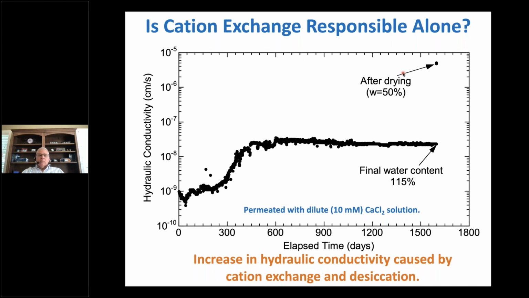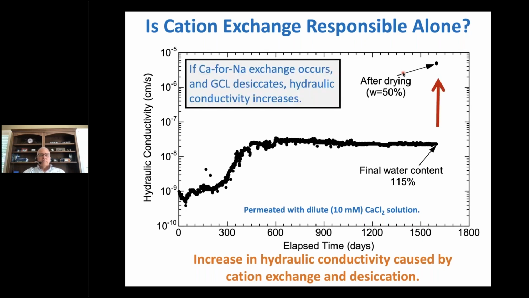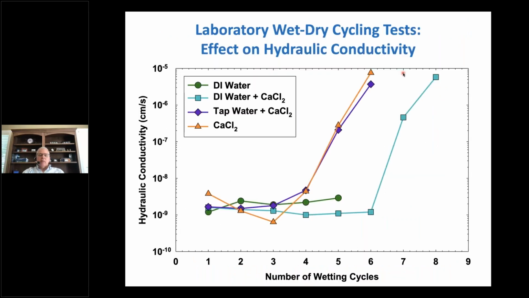Why is that happening? So it's both the calcium exchange, but it's not exchange alone. It's got drying that's important too. We increased orders of magnitude. So if we have calcium for sodium exchange and the GCL desiccates, the hydraulic conductivity is going to increase. It can increase dramatically.